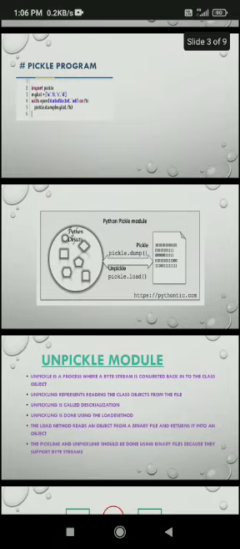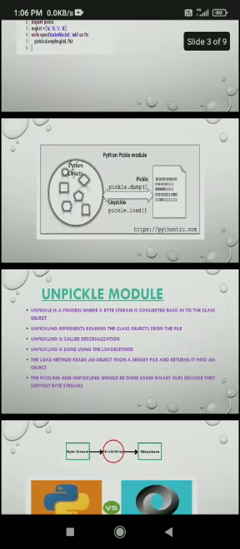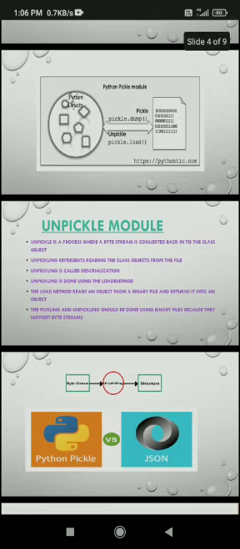Unpickle module. Unpickling is the process where a byte stream is converted back into the class object. Unpickling represents reading the class objects from the files. Unpickling is also called deserialization, and unpickling is done using the load method. The load method reads an object from a binary file and returns it as an object.